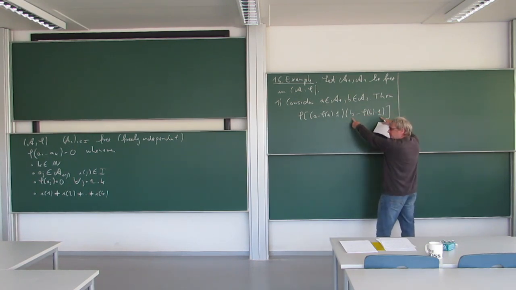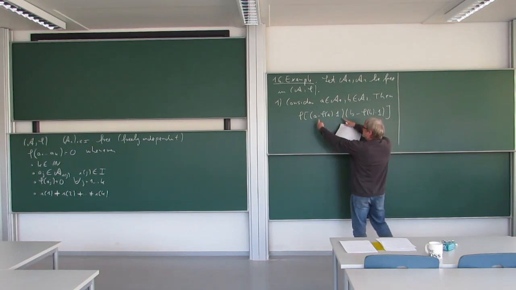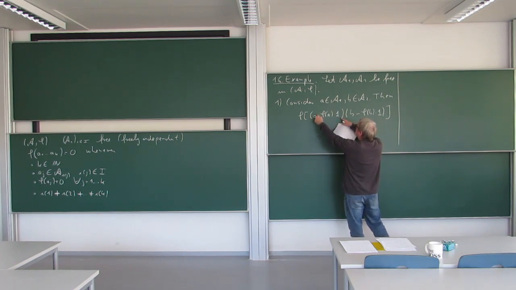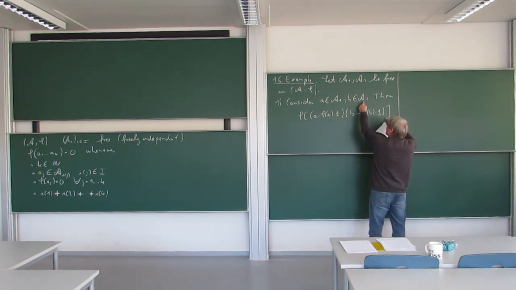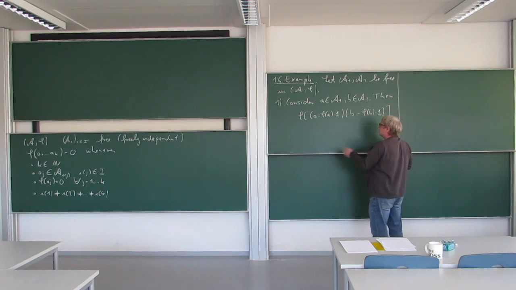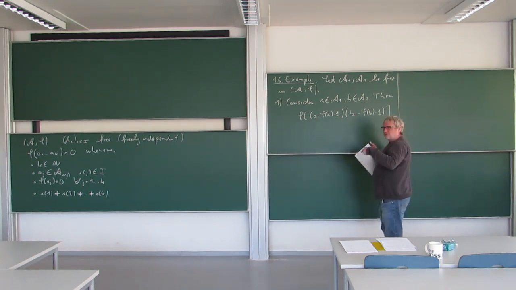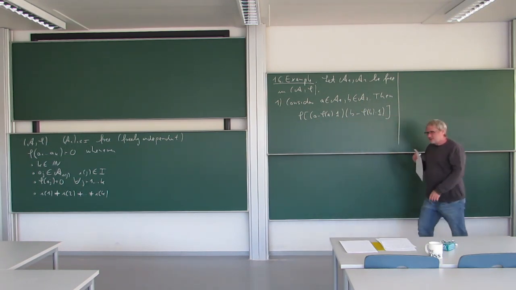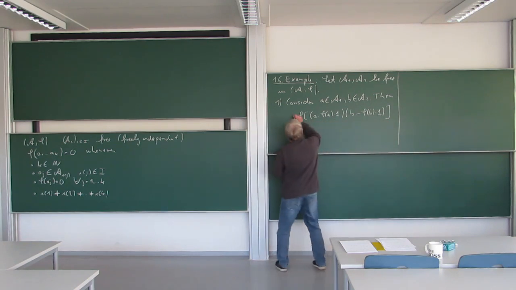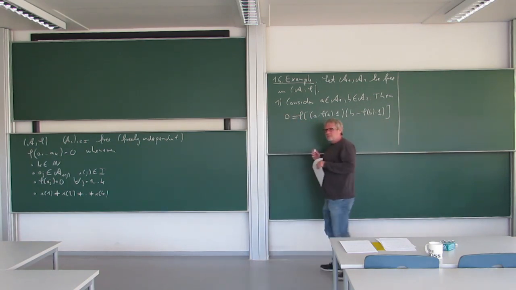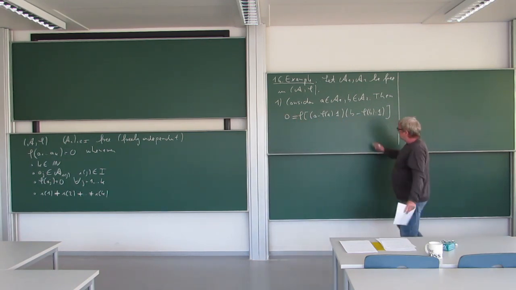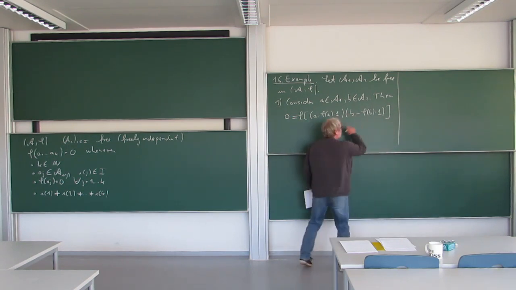So phi of this is 0, and this is an element in the unity algebra generated by A, which is A1. So this is in the algebra A1, this is in the algebra A2. So here I have alternating elements from my two algebras. And in addition, phi of this is 0, phi of this is 0. So now I'm in the situation of the definition of freeness, and the definition of freeness tells me this is equal to 0. Good.